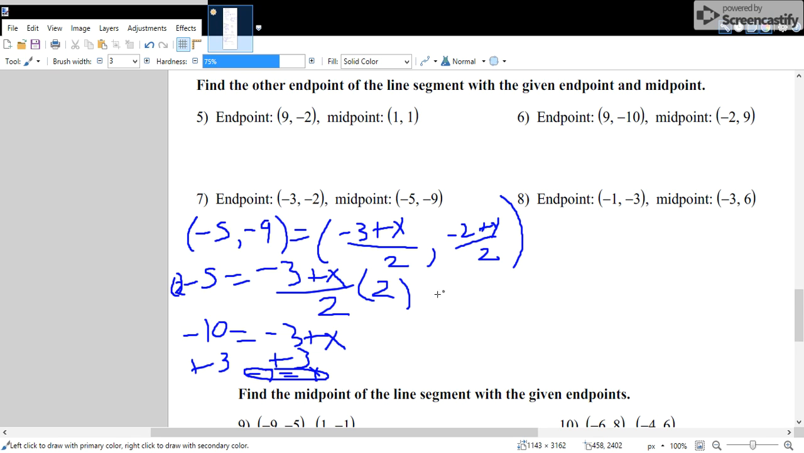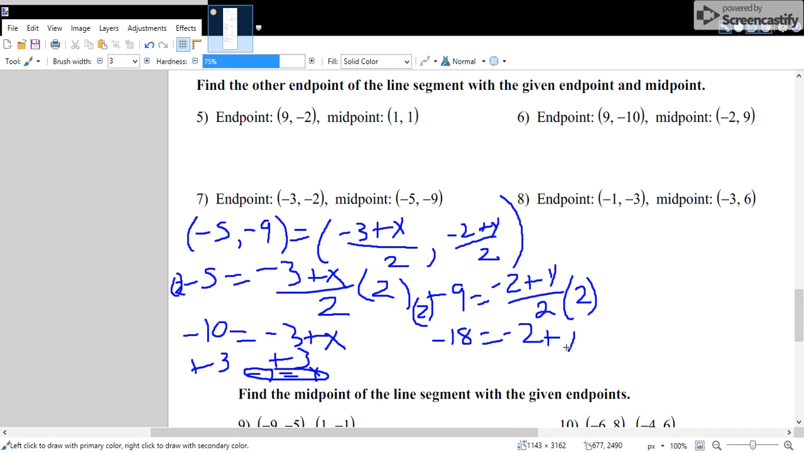Let's do the same thing for the other one, for the y. So -9 equals -2 plus y divided by 2. Let's get rid of that fraction. Multiply each side by 2. So -18 equals -2 plus y. We want to isolate y, so let's add 2 to each side. So y equals -16.